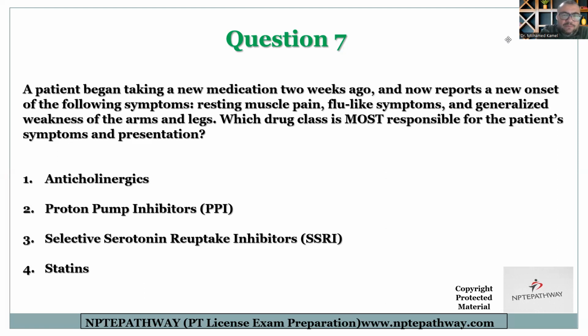So our patient today has resting muscle pain, flu-like symptoms, and generalized weakness of the arms and legs. Which drug class is most responsible for the patient's symptoms and presentation? Anticholinergics, proton pump inhibitors, selective serotonin reuptake inhibitors, or statins?